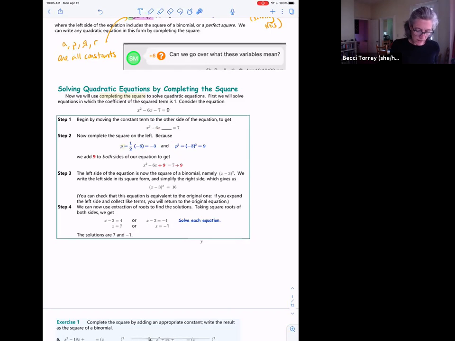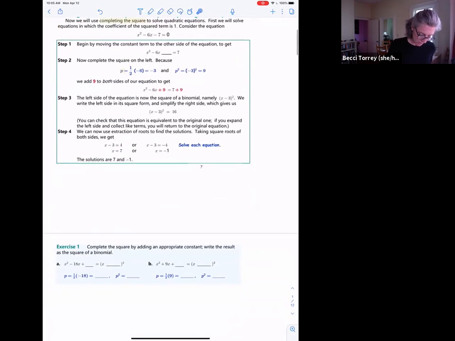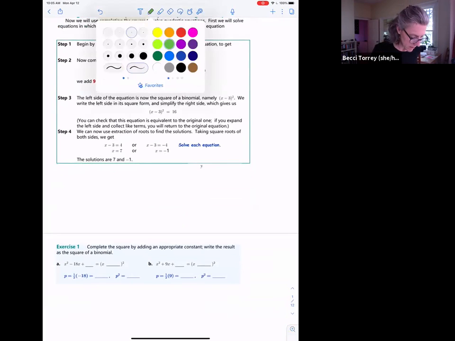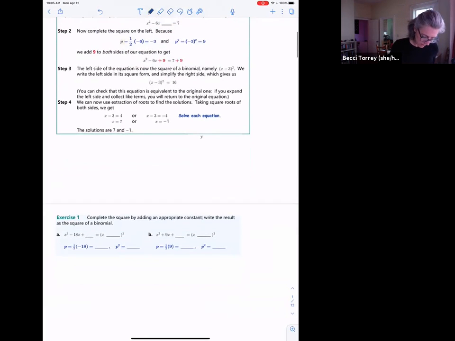You take p squared, and that's what you add to both sides, and that's what's going to make this into something squared. Then you can take the square root and then just subtract or add to get the different values. So let's try to do that with these other examples that they had here.